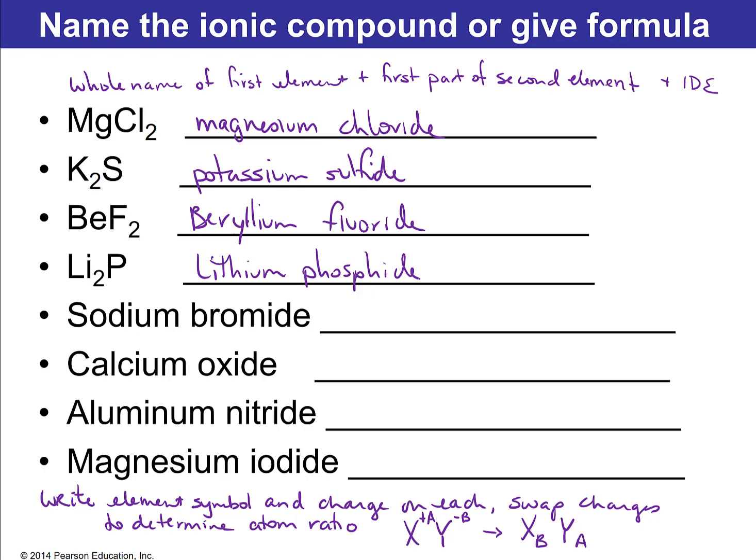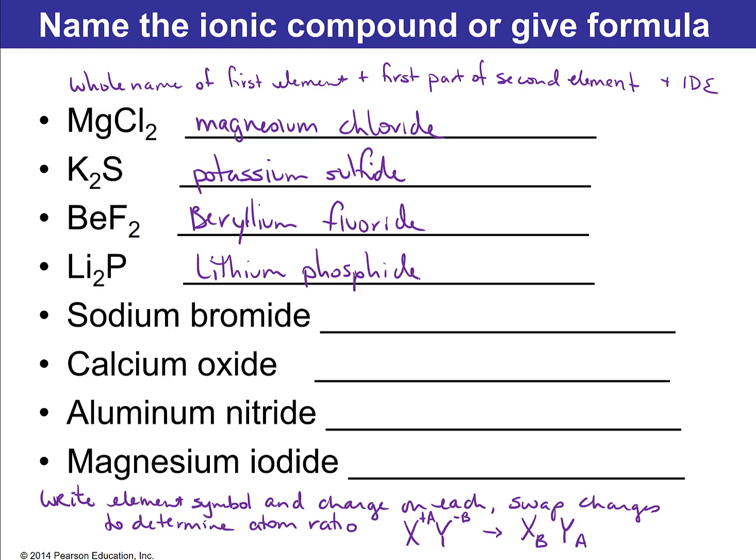If you're given a name, you can work out the formula. So I wrote the instructions on the bottom. So you're going to write each element and their charge. Remember that the metal is always going to be a positive charge. Non-metal is always going to be a negative. Metals, its charge is from its group, its valence number. Non-metals, it's how many from 8 in order to make it.